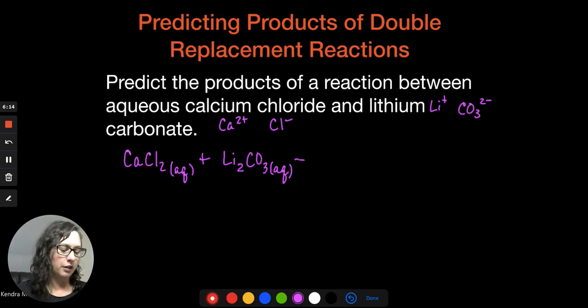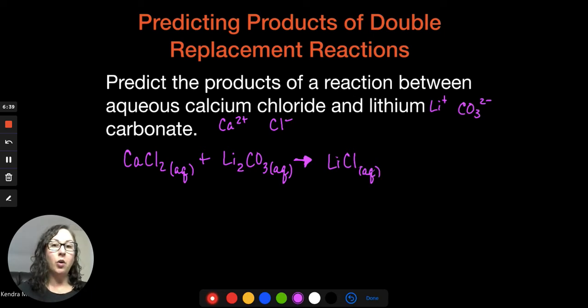So we're going to go ahead and draw our arrow here. And then on the other side, we want to swap those partners. Lithium is a +1 and chlorine is a -1, so we just get LiCl. Okay, and the question is, is this soluble? Well, we know it has to be, because lithium is an alkali metal, and alkali metals are always soluble, so this has to be aqueous.